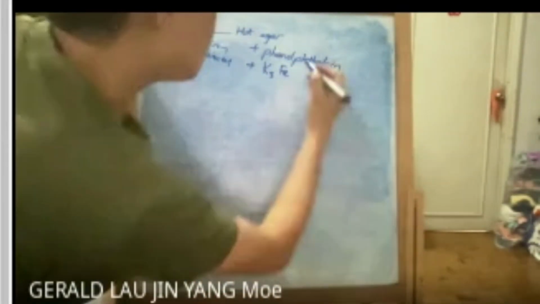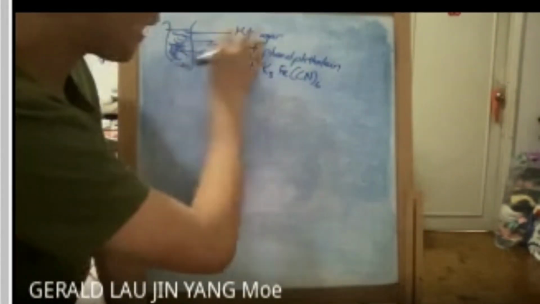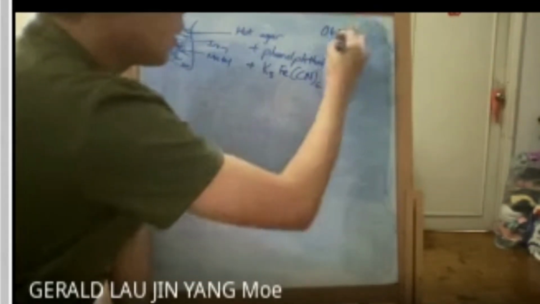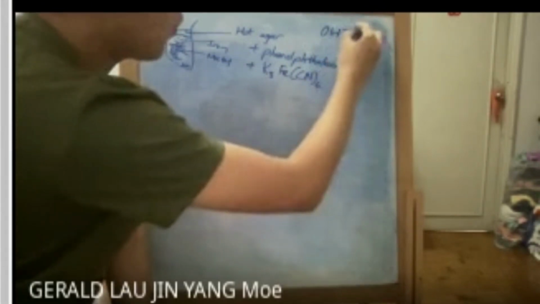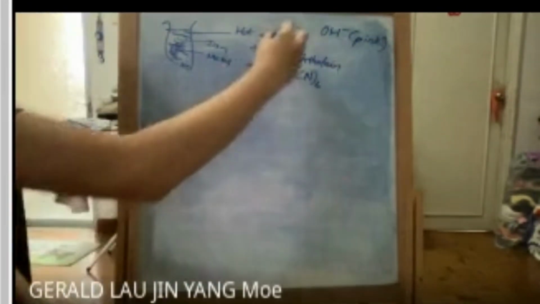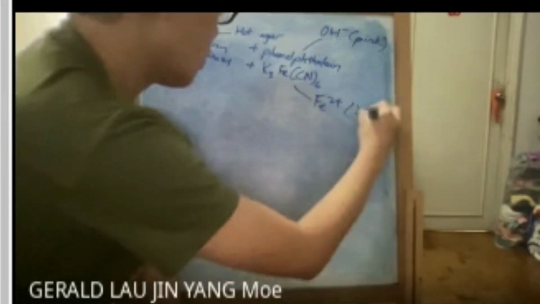Okay, K3Fe(CN)6. Thank goodness. Okay, so we talk about phenolphthalein first. When this one oxidizes, it will produce hydroxide ion. So when there is hydroxide ion, the phenolphthalein will turn pink, because it's alkali, remember, alkali hydroxide ion, so phenolphthalein will turn pink. For this, iron(II) will produce blue. Okay, blue. The observation here, okay?